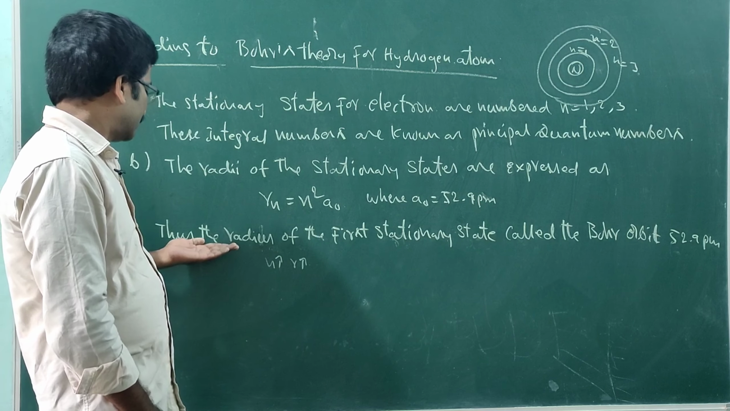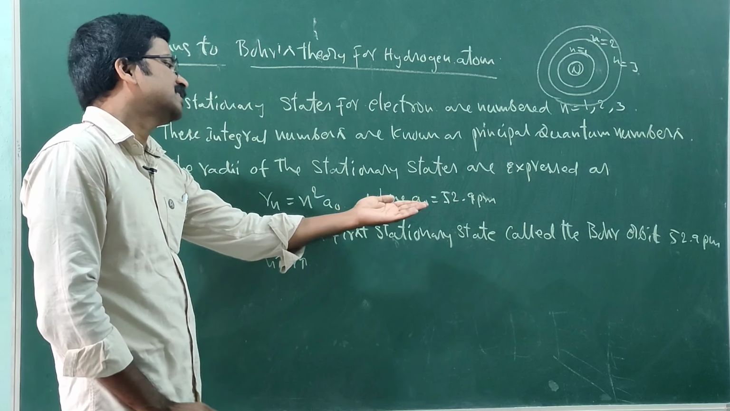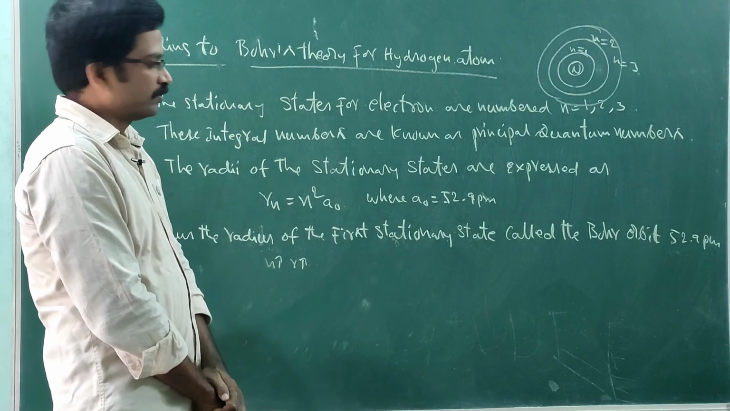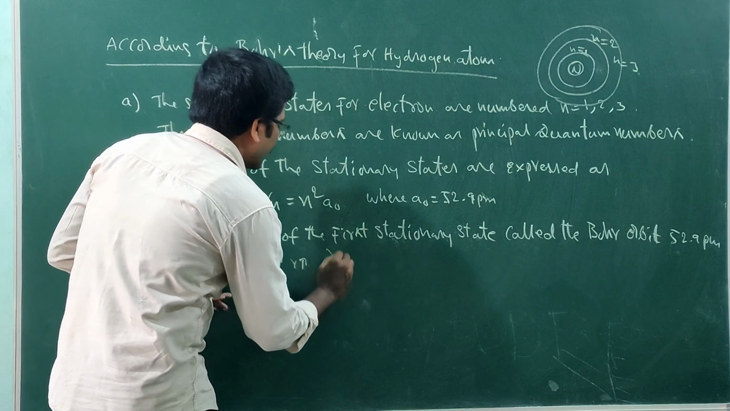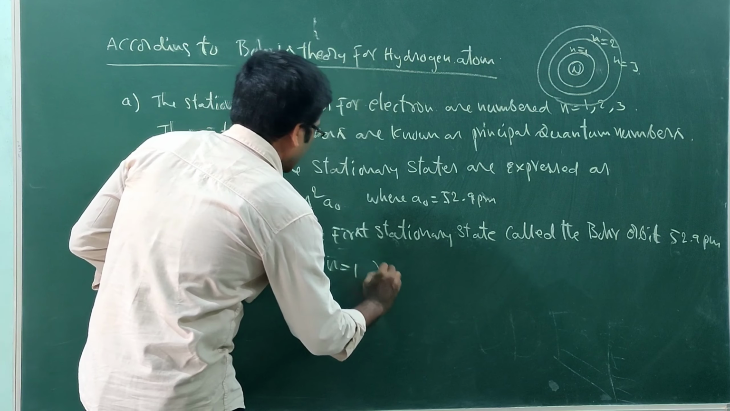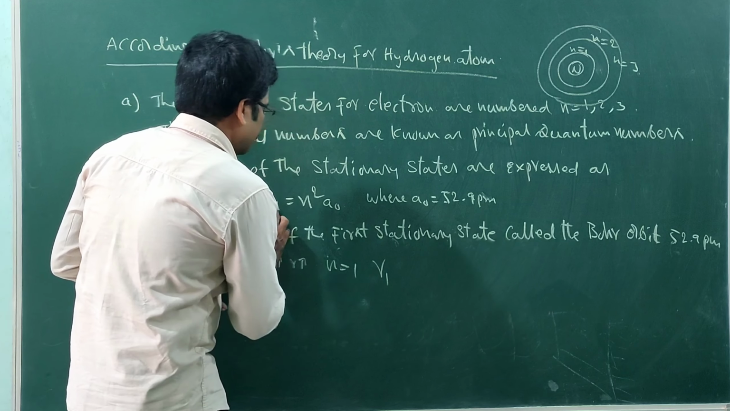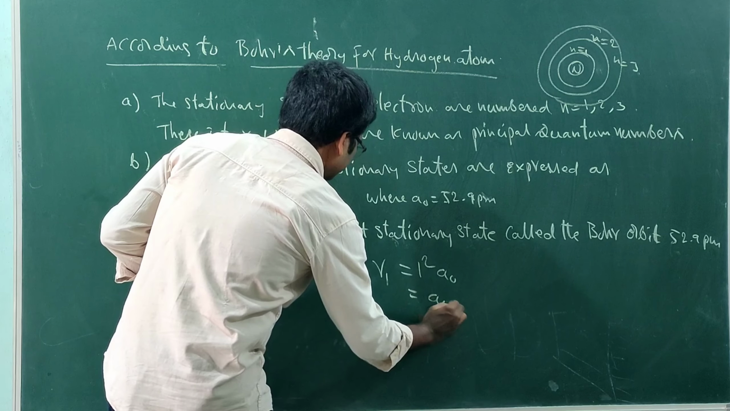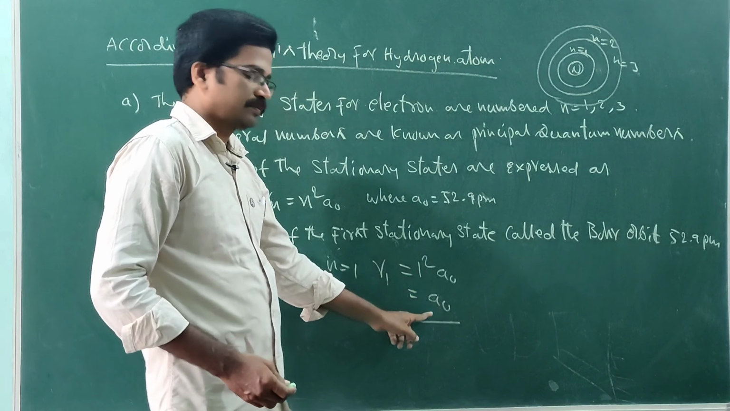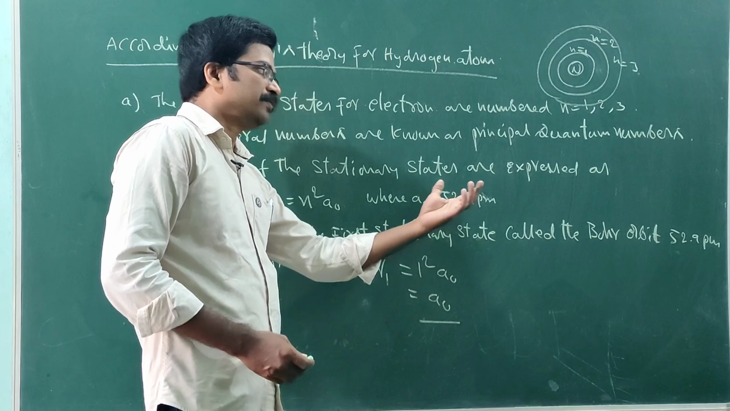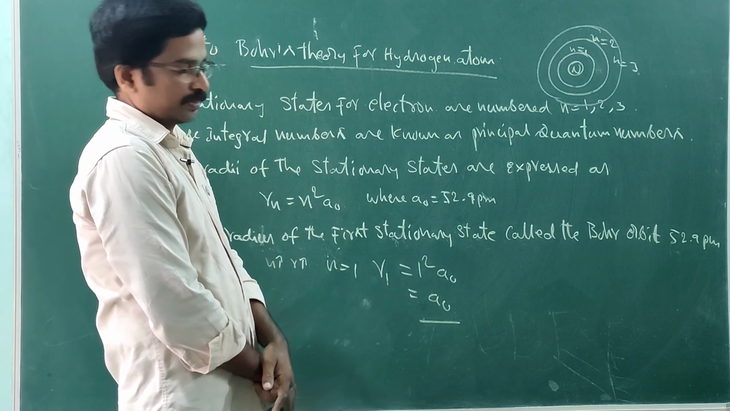Next, the radius of the first stationary state is called the Bohr orbit. First stationary state means n is equal to 1. Then Rn is equal to R1, which is 1 into 1 square into A naught. This value is known as the Bohr orbit, 52.9 pm.